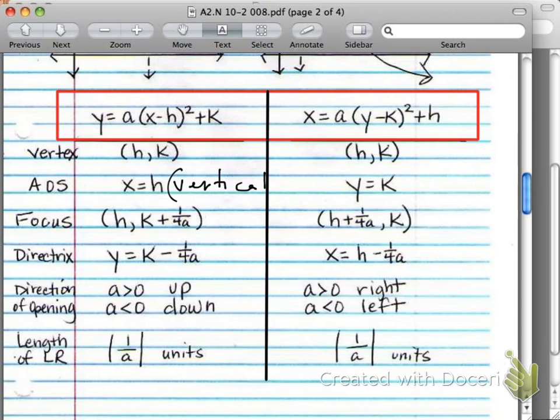Why does that make sense? Because it goes up and down with the parabola, right? And the other one is a horizontal line. You can read that. Okay.